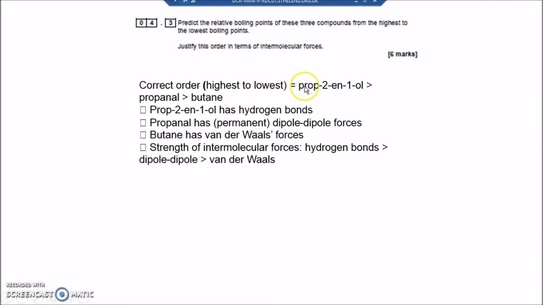So correct order: prop-2-en-1-ol has a higher boiling point than propanol, which in turn has a higher boiling point than butane. Prop-2-en-1-ol has hydrogen bonds, propanol has dipole-dipole forces, and butane has van der Waals forces. And then you've got to mention the strength of the intermolecular forces: in order, hydrogen bonds are the strongest, followed by dipole-dipole, followed by van der Waals.